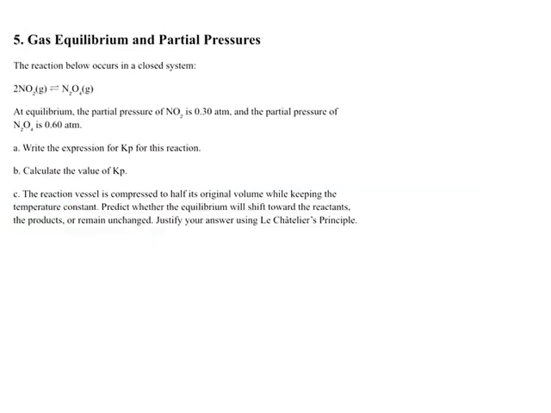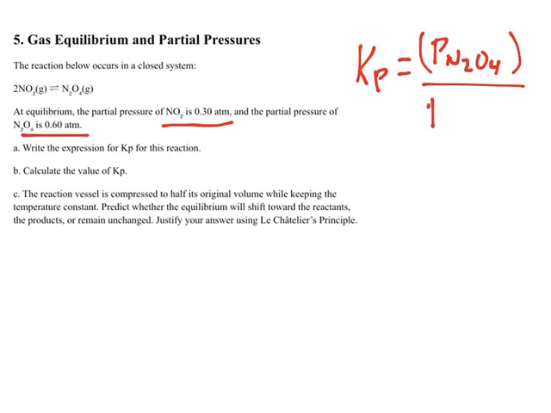And our last question here is about some more gas equilibrium and pressures. We have a reaction. At equilibrium, we're given the partial pressure of the NO2 and the pressure of the N2O4. Part A, write the expression for Kp. Well, that's easy enough. Kp equals the pressure of the N2O4. That was a terrible parenthesis. Let's try it again. Divided by the pressure of the NO2, and that guy is going to be squared due to the coefficient of 2 out front. And there's your answer for A.